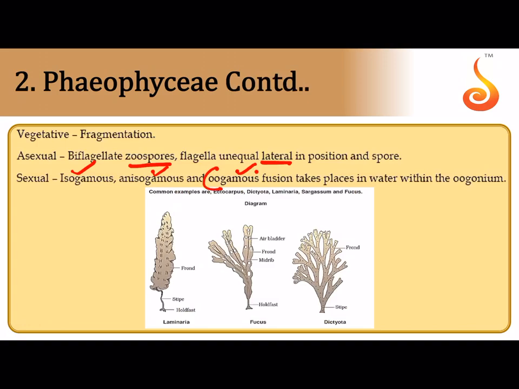So in oogamous, like I mentioned, there is a large egg and a small male gamete. Isogamous means both of them are alike. Anisogamous means there is a slight difference. Now these NCERT examples you have to learn. This is Laminaria, this is Fucus, and this is Dictyota.